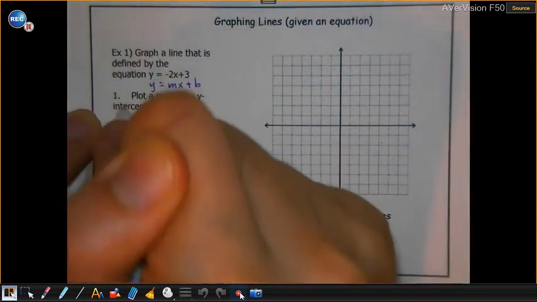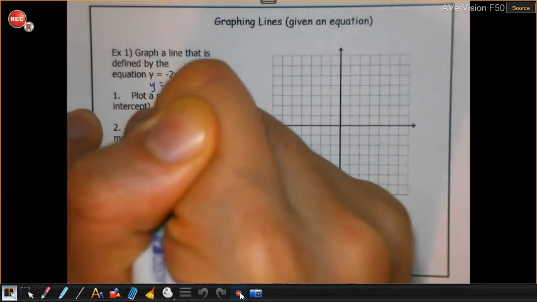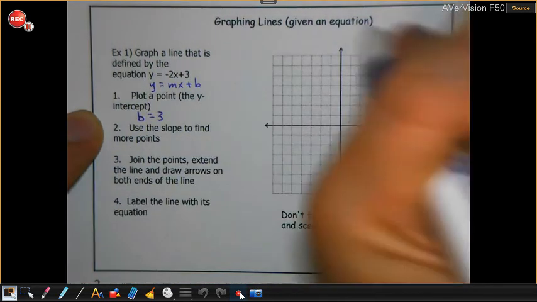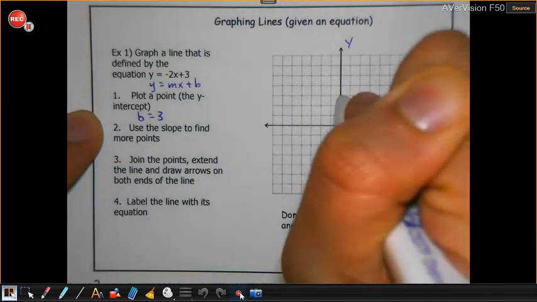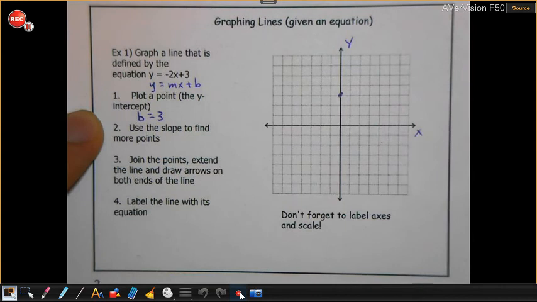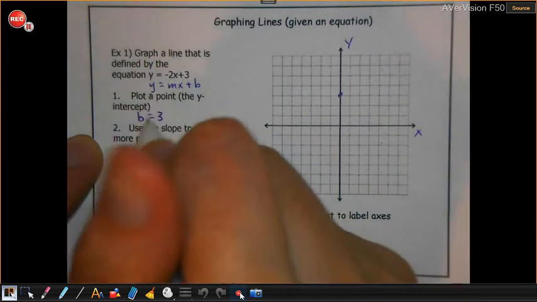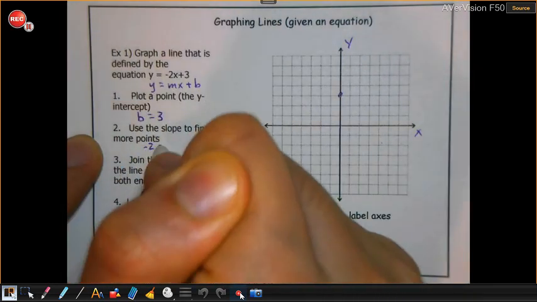So in this case, the y-intercept is 3. And I'll plot that on the graph. Label the axes. Y-intercept is 3. And then the rest is the same. So we're going to use the slope to plot two other points to make a nice straight line. The slope is negative 2.